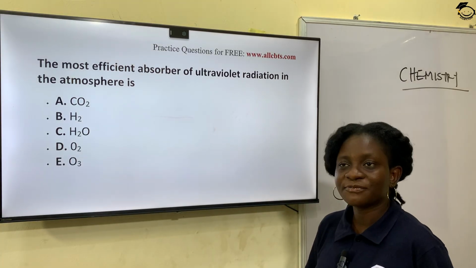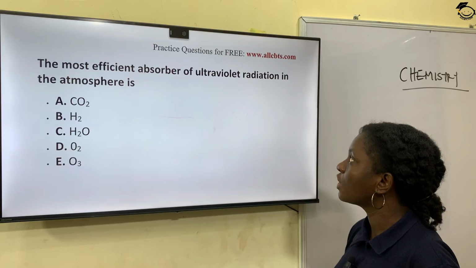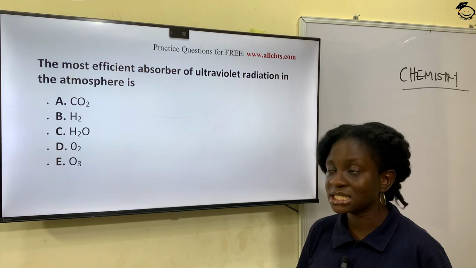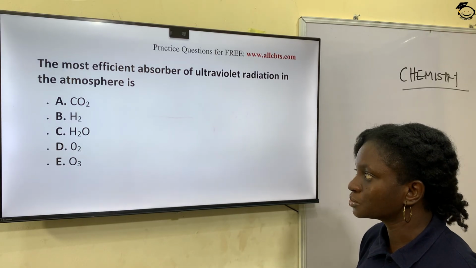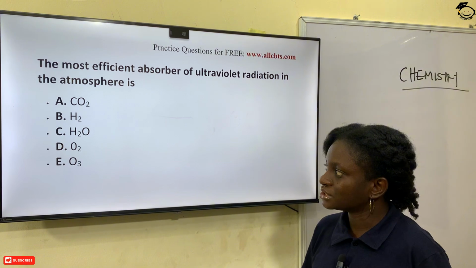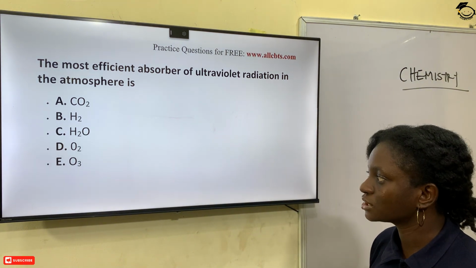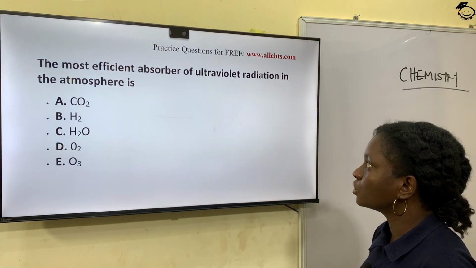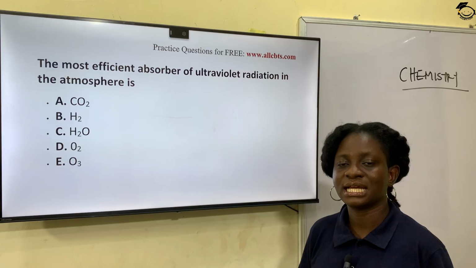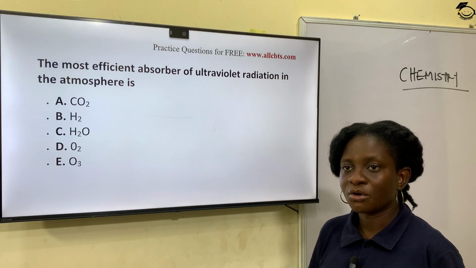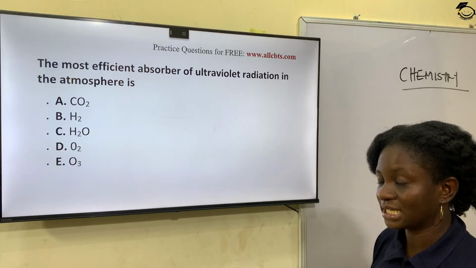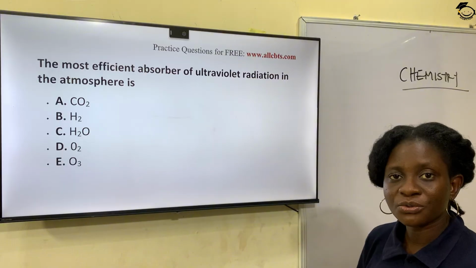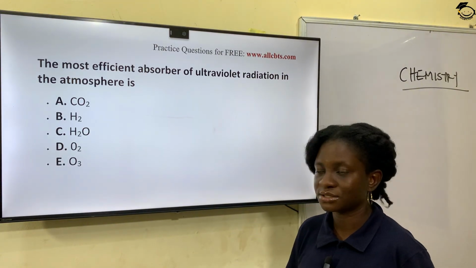The most efficient absorber of ultraviolet radiation in the atmosphere is A, CO2, B, hydrogen H2, C, water H2O, D, O2, oxygen, E, O3, ozone. Ozone is known as an efficient absorber of UV radiation from sunlight before it reaches the Earth's surface. So the correct answer here is O3, ozone. Option E is the correct answer.